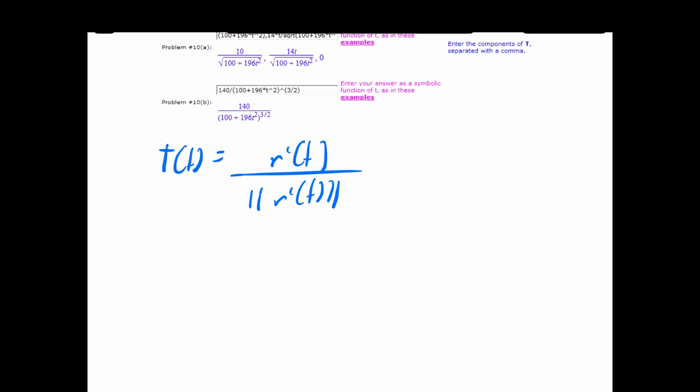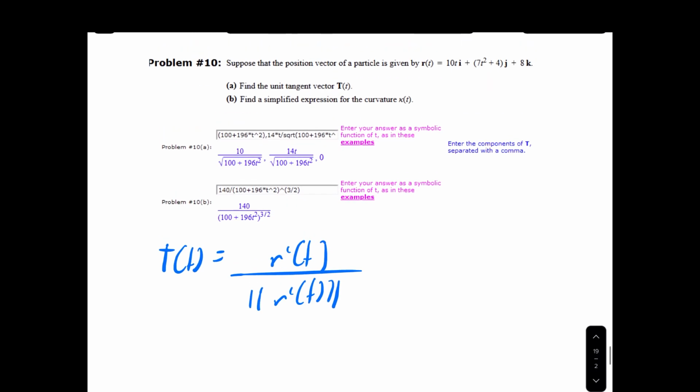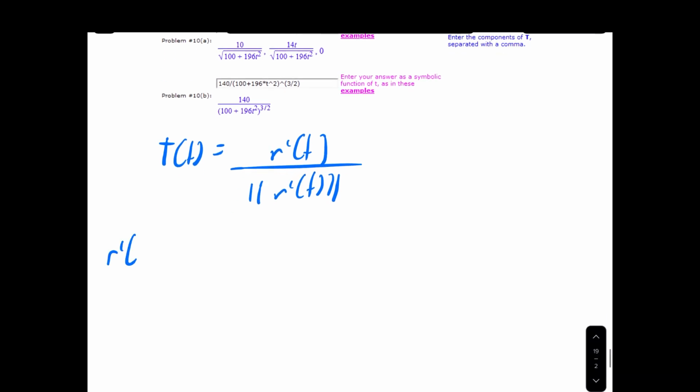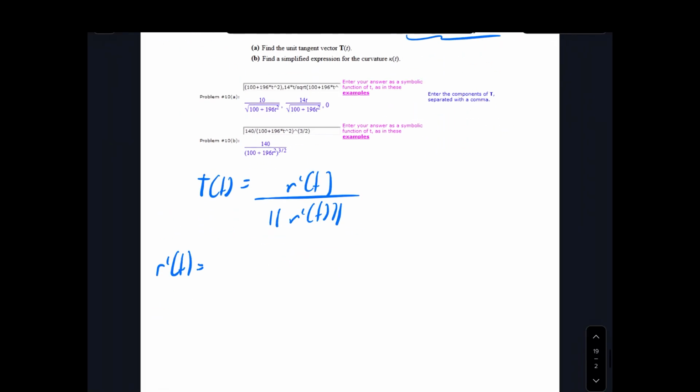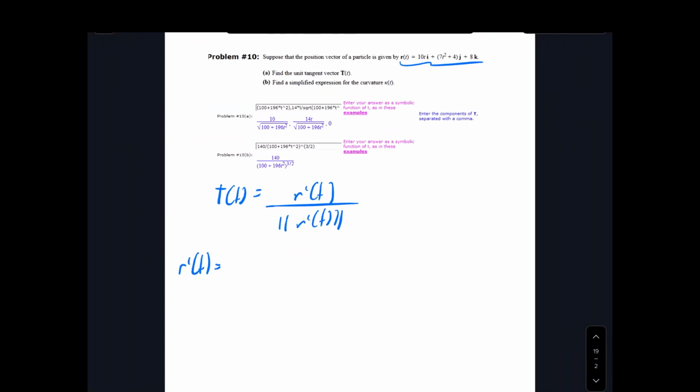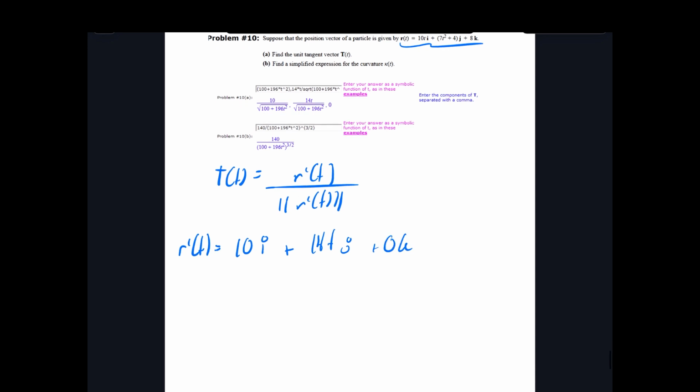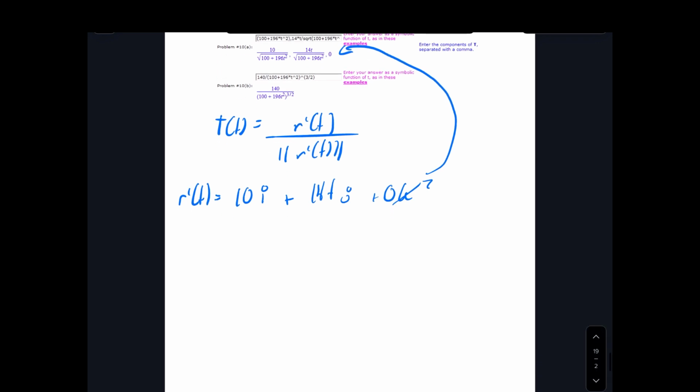And in this case, we're just going to go about finding our derivative first. We're given r at t, right? So r prime at t equals, let me zoom out a little bit. Okay, so it would be 10i plus 14t j plus 0k. Awesome. We already know kind of where that's coming from.